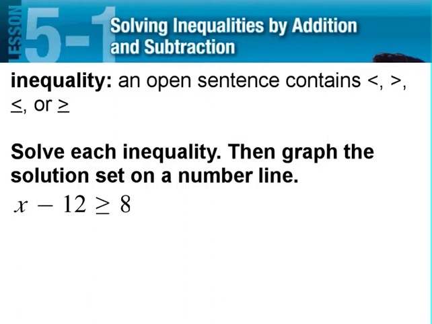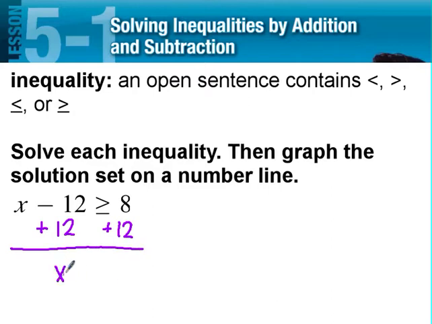So first of all, our first example says to solve each inequality, then graph the solution set on a number line. So if I look at this first inequality, x minus 12 is greater than or equal to 8. What would you do? Or what do you think you would do to solve it? Find x. Yeah, find x. So what should I do to find x? Add 12. Very good. So basically what you're going to do is you're going to imagine that that inequality sign is actually an equals sign.